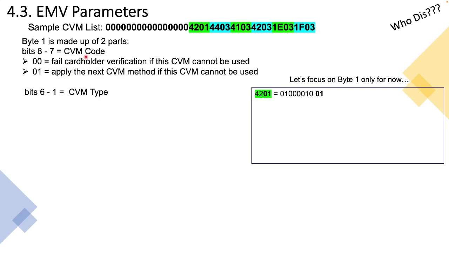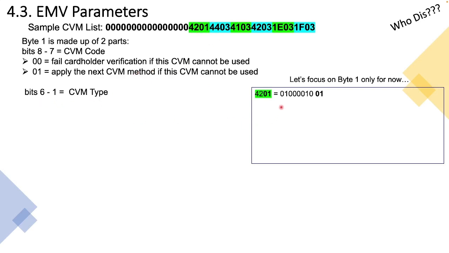Under the CVM code, you've got one of two options. It can either be 00 or it can be 01. If it's 00, it says fail cardholder verification if the CVM cannot be used. If it's 01, apply next CVM method. So in our case, we've got 01. So this entry says that if the terminal cannot use this CVM method, then don't fail the transaction. Don't fail cardholder verification. Rather, apply the next CVM entry. So if you can't use 4201, then jump over to 4403.